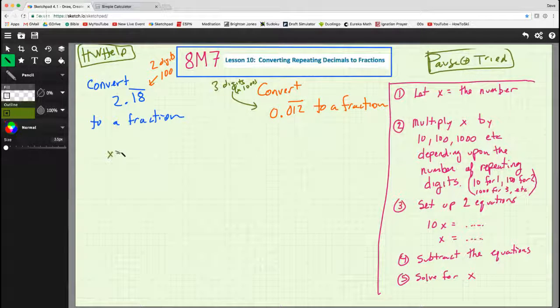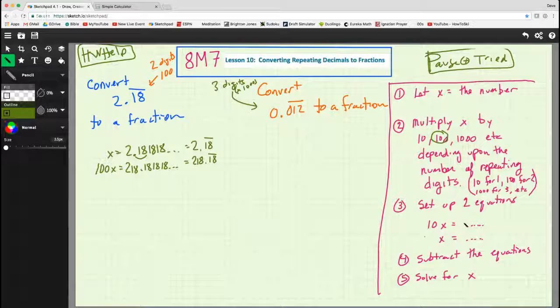Okay. So we have x is equal to 2.181818... So now the rule is, because we have 2 repeating digits, we multiply by 100. So 100x is equal to 218.181818... So x is equal to, again, 2.18 repeating, and then 100x is equal to 218.18 repeating. Okay, now we're going to set up our 2 equations that we're going to subtract. So we say 100x equals 218.18 repeating, and x equals 2.18 repeating. When we subtract them, these are going to cancel.